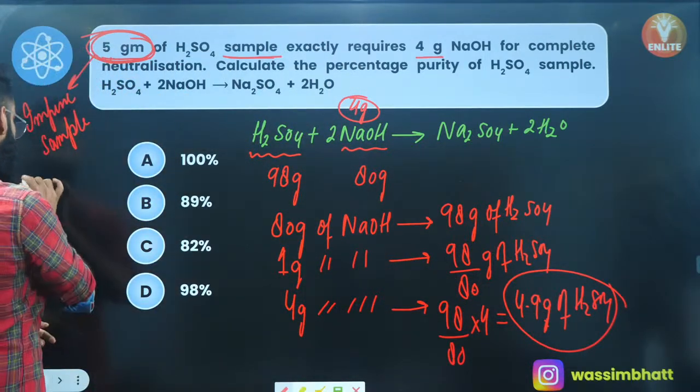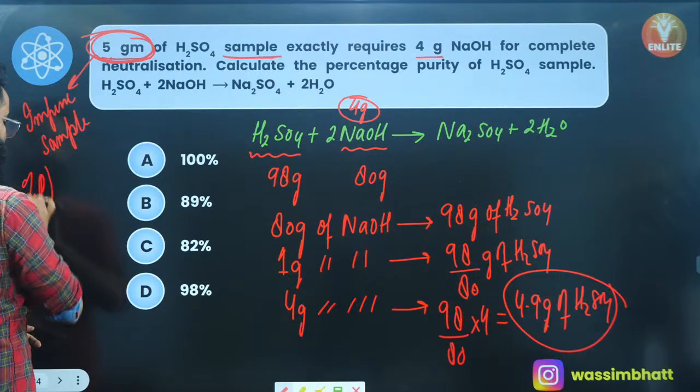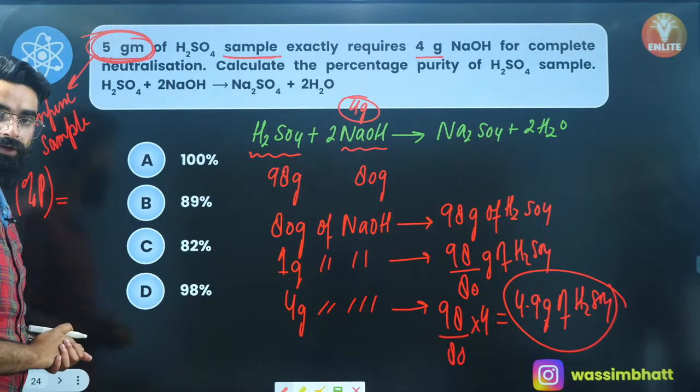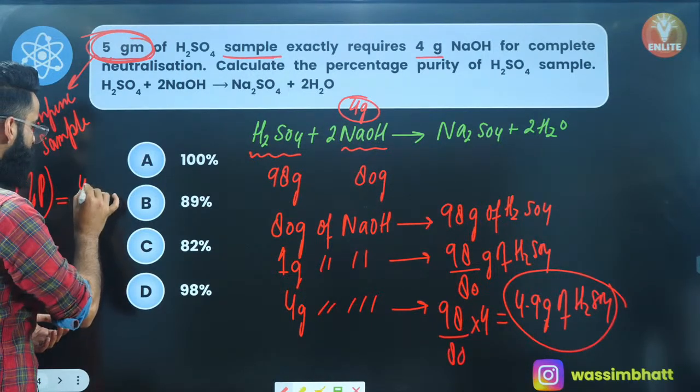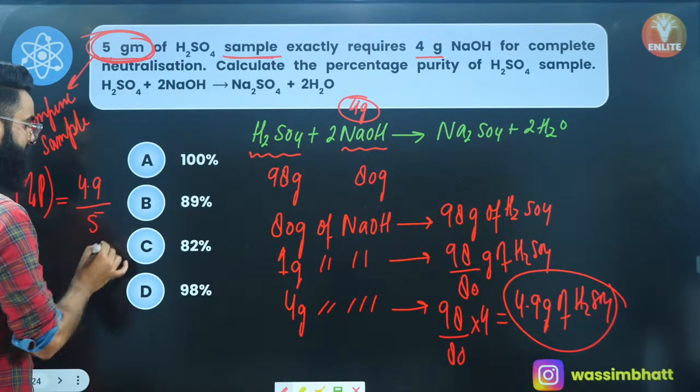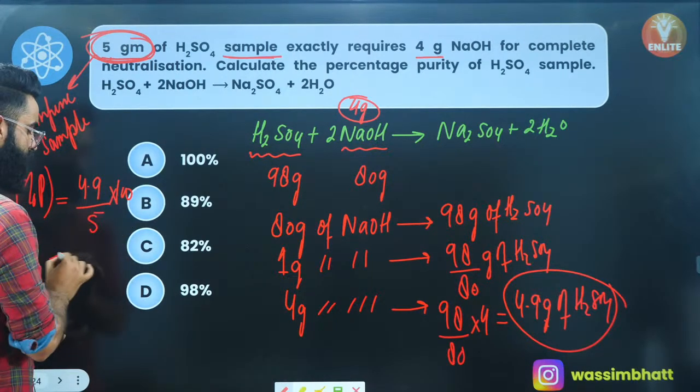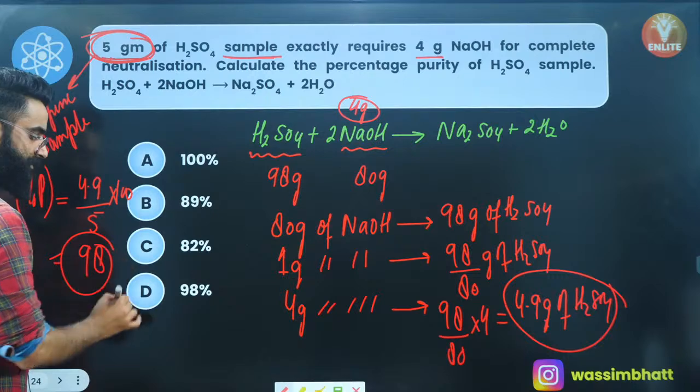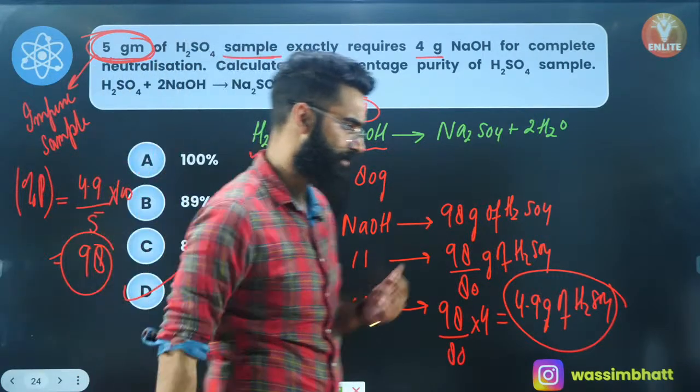What do I need to calculate? Percentage purity. Percentage purity of H2SO4 in the sample is equal to, do remember, mass of the pure H2SO4, 4.9 grams, divided by mass of impure sample, 5 grams, multiplied by 100. When you solve it, the value comes out to be 98%. So 98% is the correct answer of this particular question.